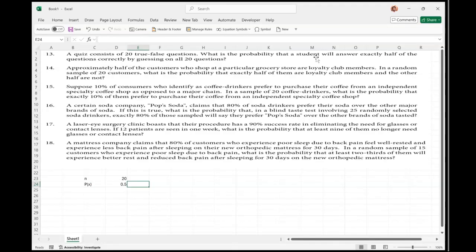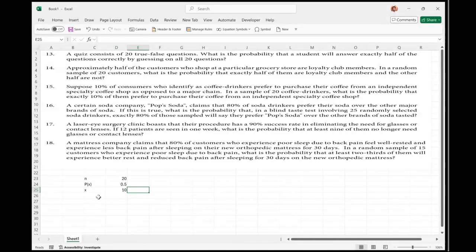What is the probability that the student will answer exactly half of these questions correctly by guessing on all the 20 questions? So we are given the number of questions n equal to 20 and the probability of solving the questions, because it's only a true and false question, so probability of getting right is 0.5. And what other information is given to me in this one? I'm looking for answering exactly half of the questions correctly. So X value will be equal to 10 because it uses the word exactly, not less than, not greater than.